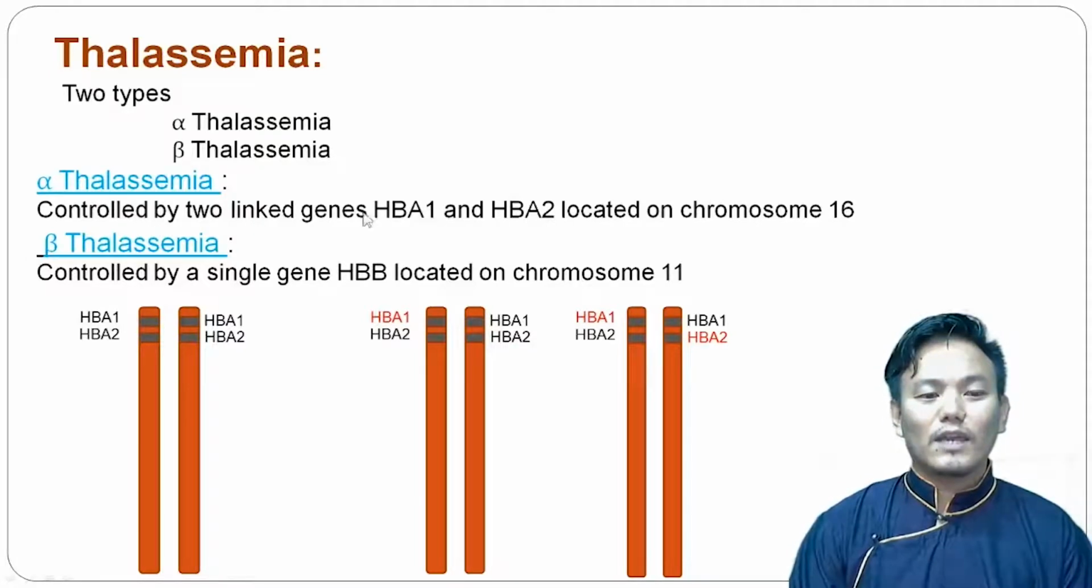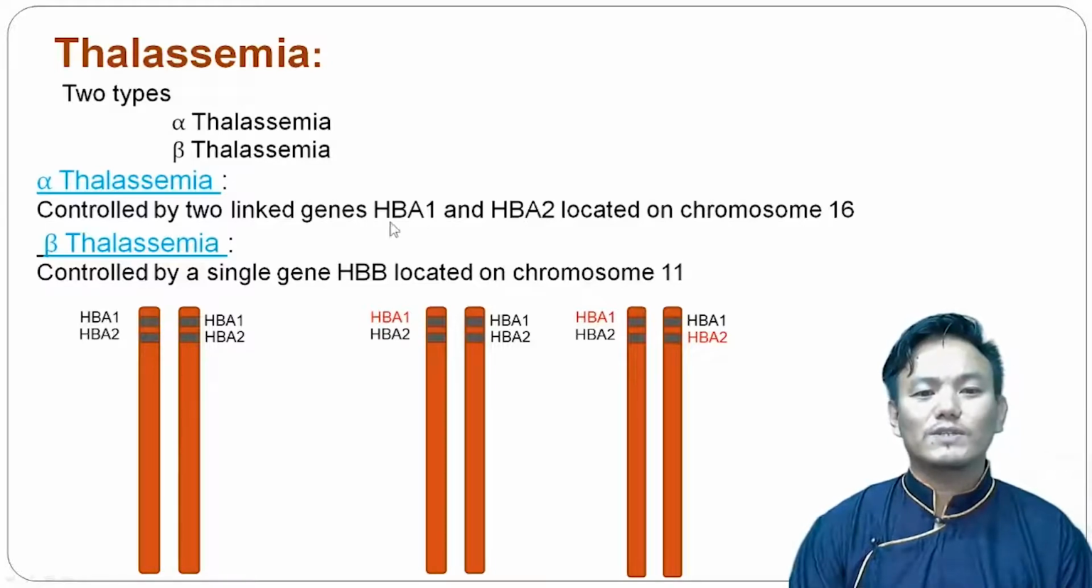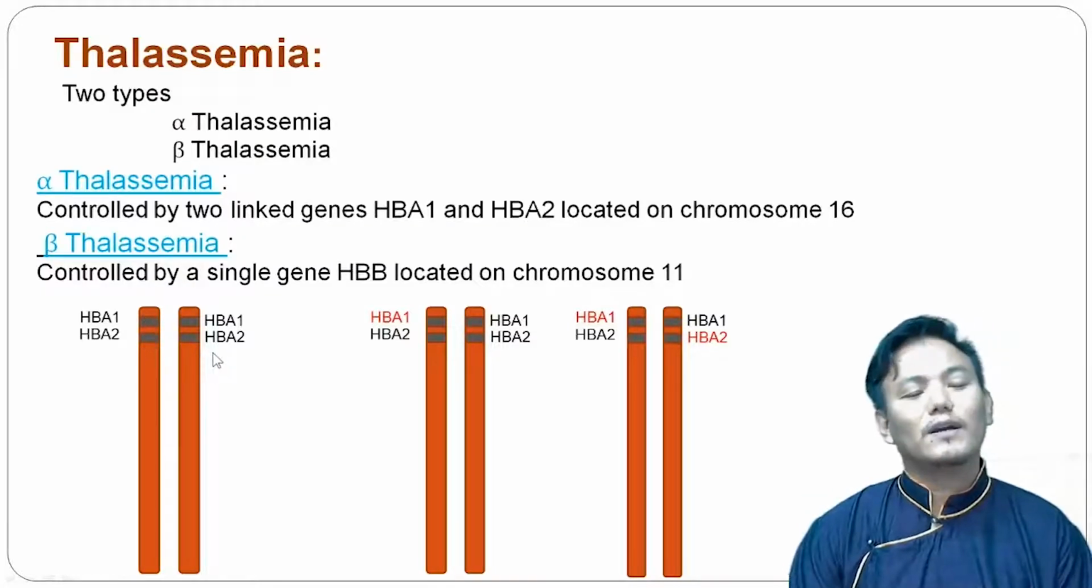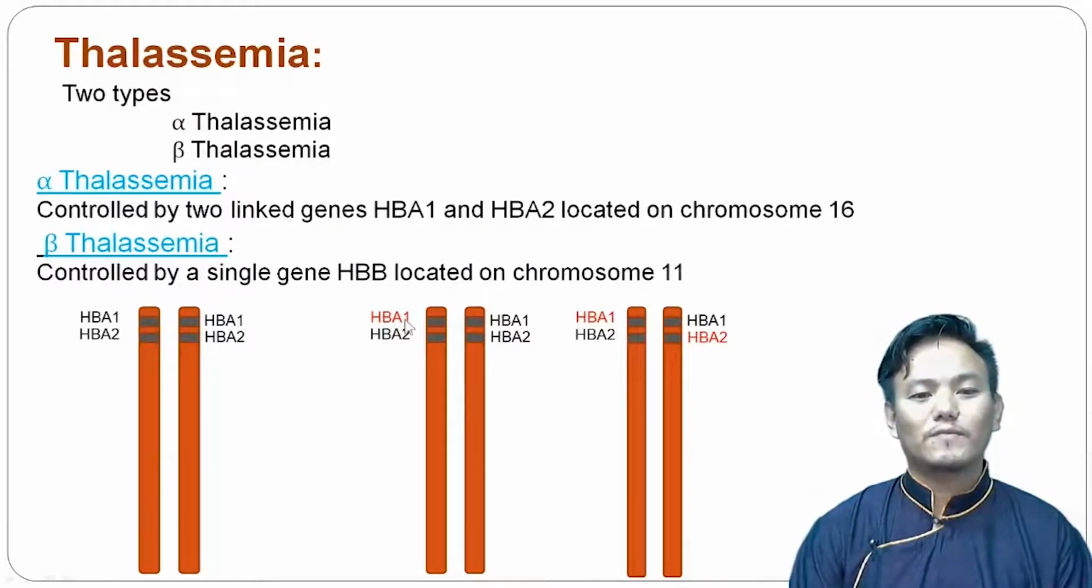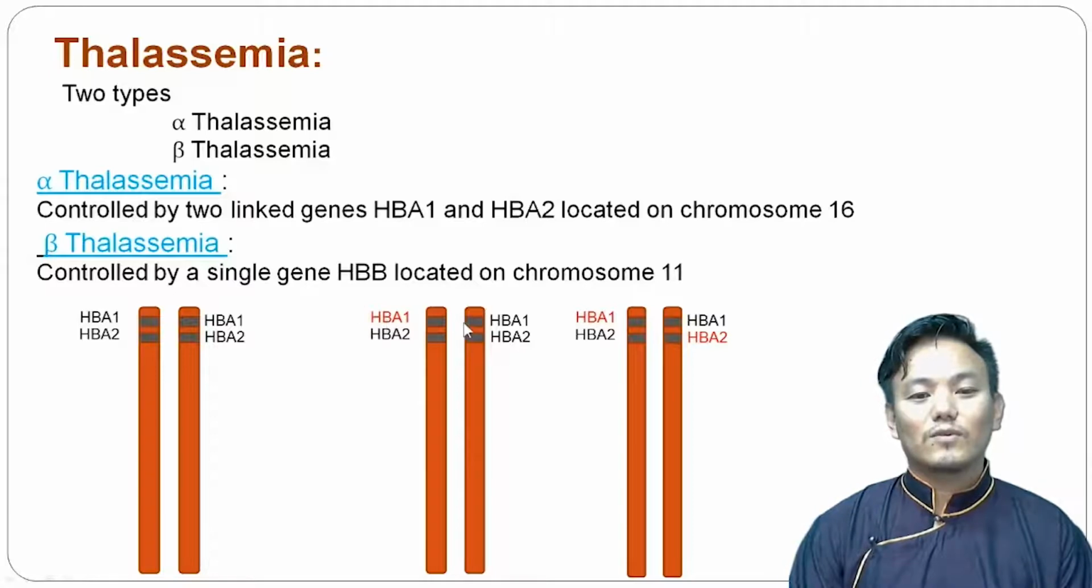Again, over here I have given you the picture of these 2 genes. Let's say this is chromosome number 16. We have a homologous pair over here. Here we have these 2 genes, HBA1 and HBA2. They are linked tightly on chromosome number 16. If one of these genes, HBA1 or HBA2, is mutated, there will be less or reduced synthesis of alpha globin chain. So this person will be suffering from alpha thalassemia.